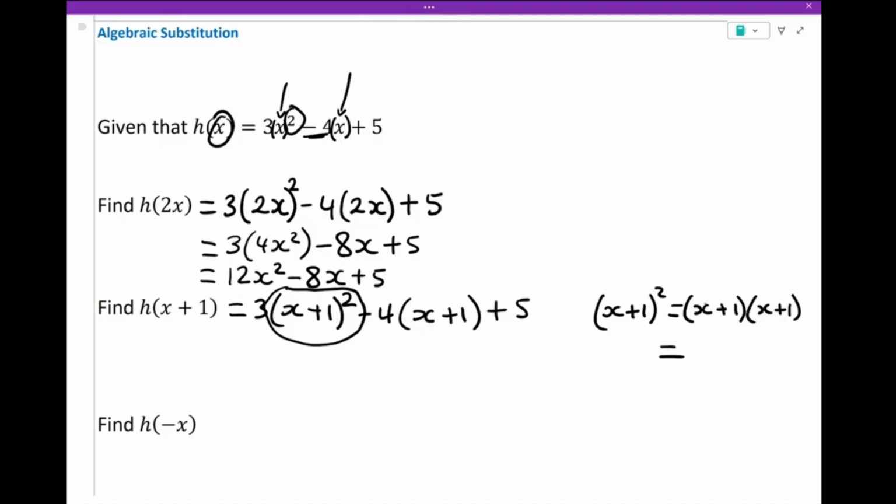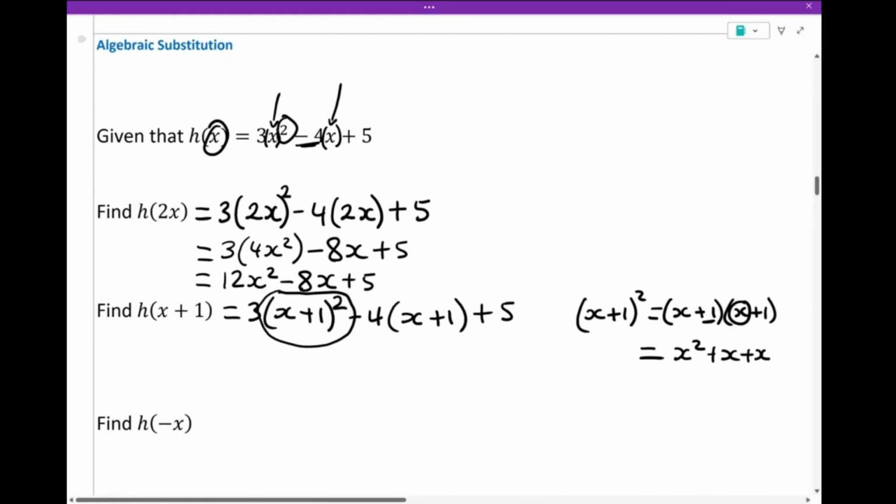So let's do the expansion. Let's start with this x here. We're going to multiply by x to get x squared. And then we're going to use that x to multiply by 1. So we get plus 1x. Then let's move on to the next term in my first bracket. So then we've got 1 times x, which is 1x. And then finally, we have the 1 in the first bracket times the 1 in the second bracket, which gives me 1. Now, if I simplify that, I get x squared plus 2x plus 1.